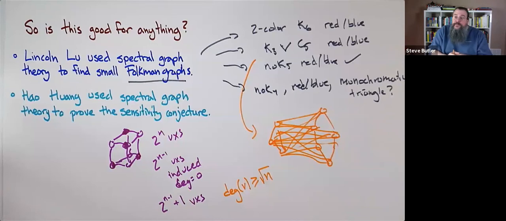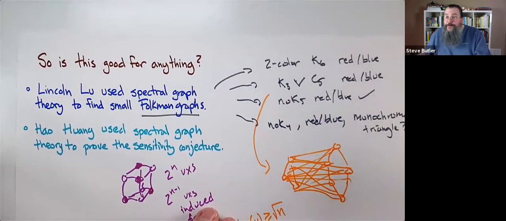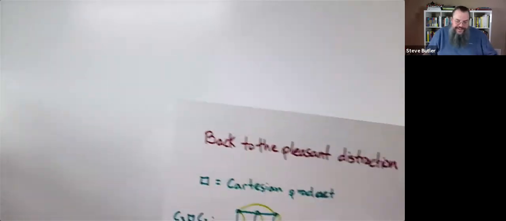And it was all done by spectral graph theory tools, by looking at the eigenvalues. The whole paper takes less than a page and a half. And it's a beautiful, beautiful result. All right, so my time, I think, is basically up, but I do want to get back to that distraction.